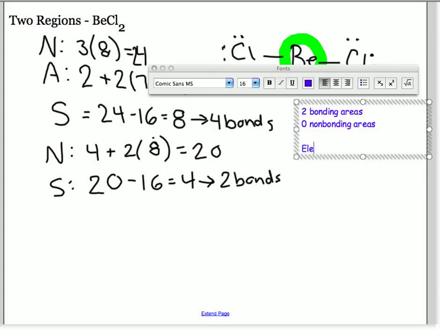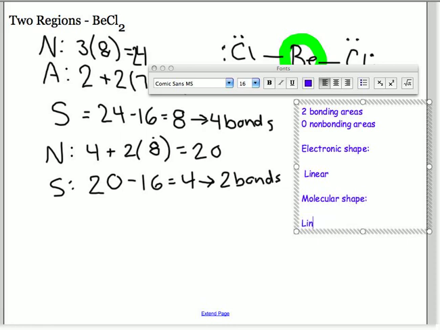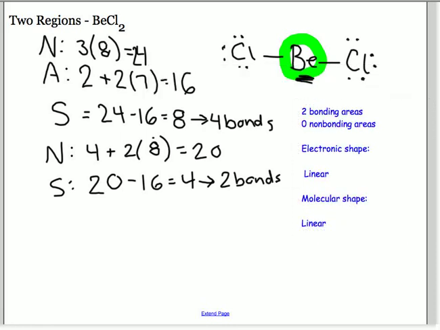So our electronic shape is linear, and our molecular shape is linear, and that's because there are no non-bonding areas. So the shape that it's based off of and the shape it really is are the same. And they don't always ask you for both, but it's important that you understand that they both exist. What you want to remember is you're looking at just that central atom once you do your Lewis structure. You have to have that first.